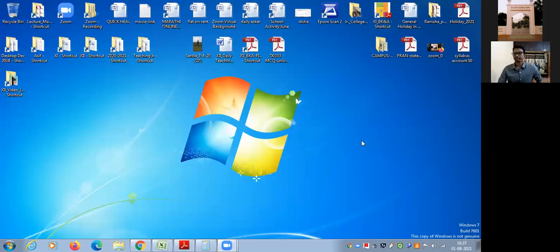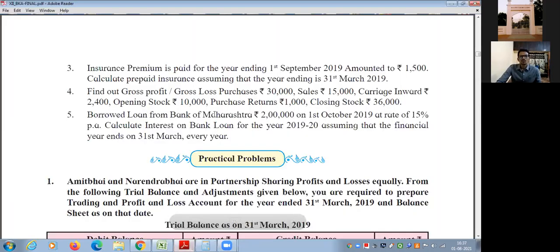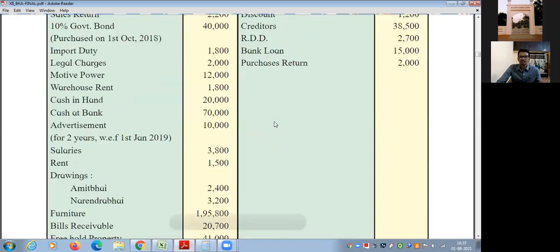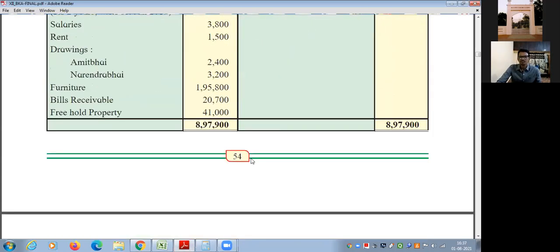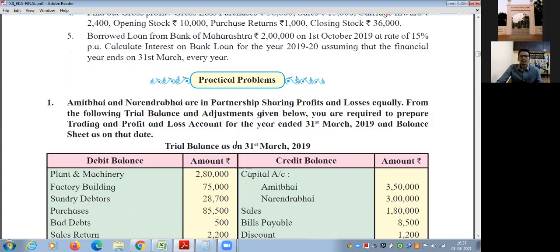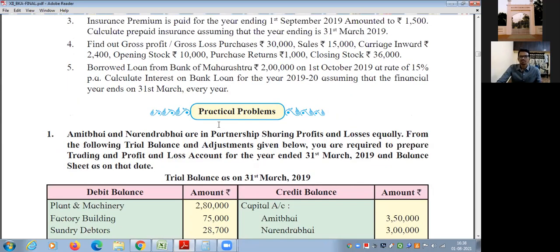Hello student, in today's session we are going to solve exercise problem number 1 of the common textbook, page number 54. So far we have understood what is partnership firm, partnership deed, meaning, definition, etc. But in today's session we are going to solve a practical problem of the common textbook, page number 54. Okay, so I'm taking today's first practical problem.